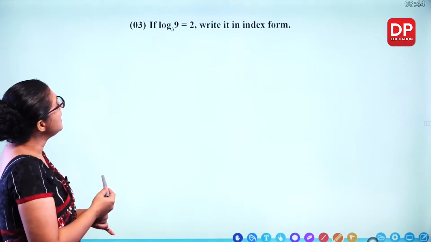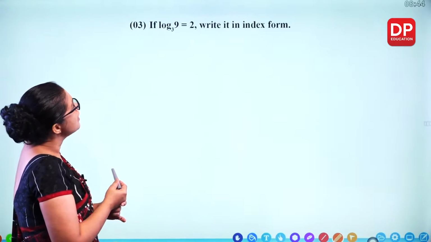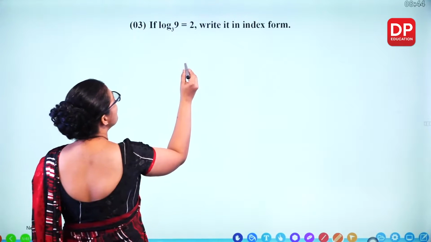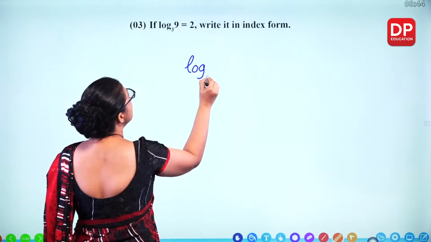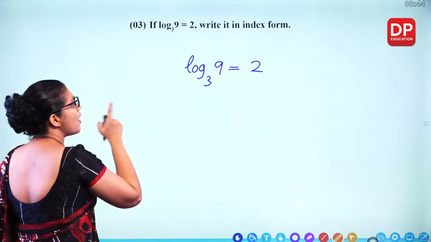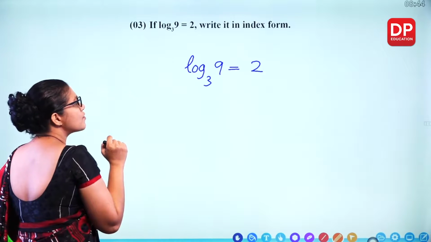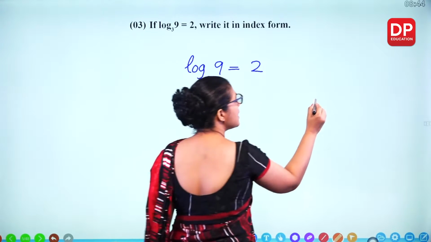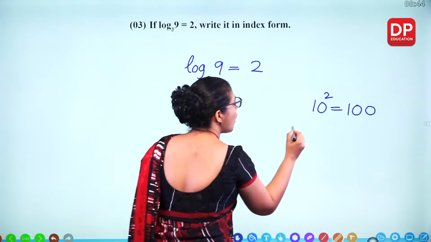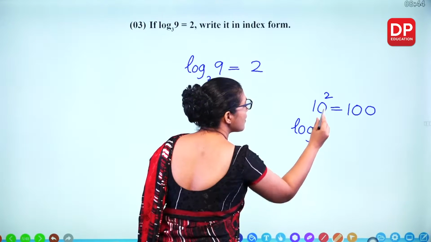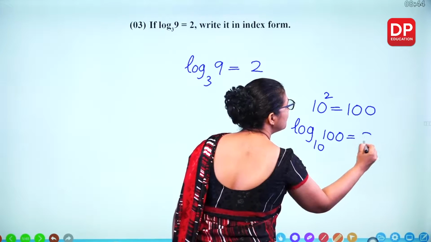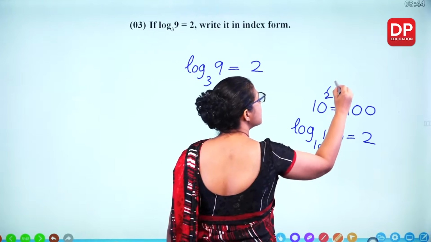Question number 3. Log notation is given. Write in index form. So log 3 base 9 equals 2. So how do you write down the index notation? Remember this? 10 squared is 100. So log 10 base 100 is 2. So this is the index.